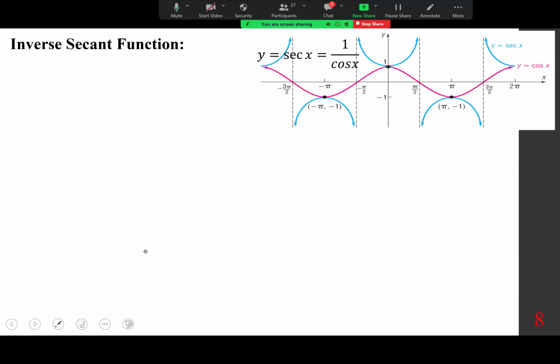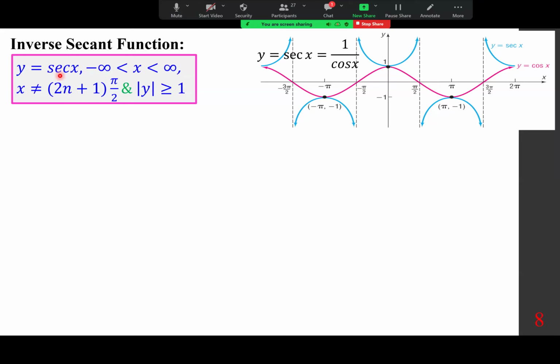Let's look at secant function. Everybody remembers if I want to graph secant, I go with cosine and I flip it over. That's the best course of action. So we're going to stick with what we do with cosine, which means we restrict the cosine. Okay, so we restrict the secant in the same manner. So y equals secant is between negative and positive infinity. X can't be pi over 2 plus 1 times pi. And absolute value of y is larger than or equal to 1. That means anything between -1 and 1 is excluded.